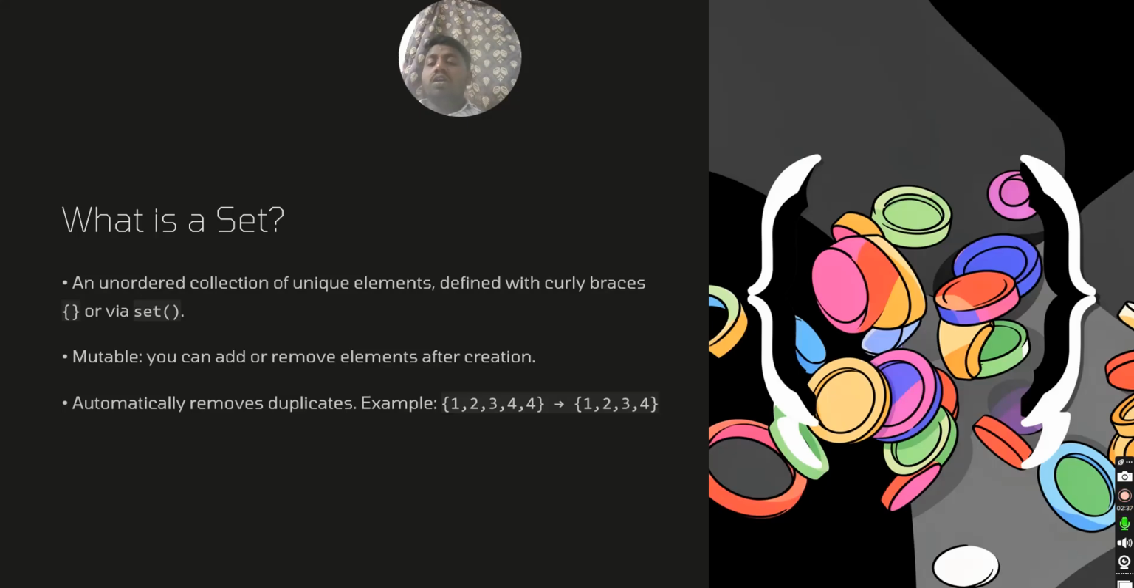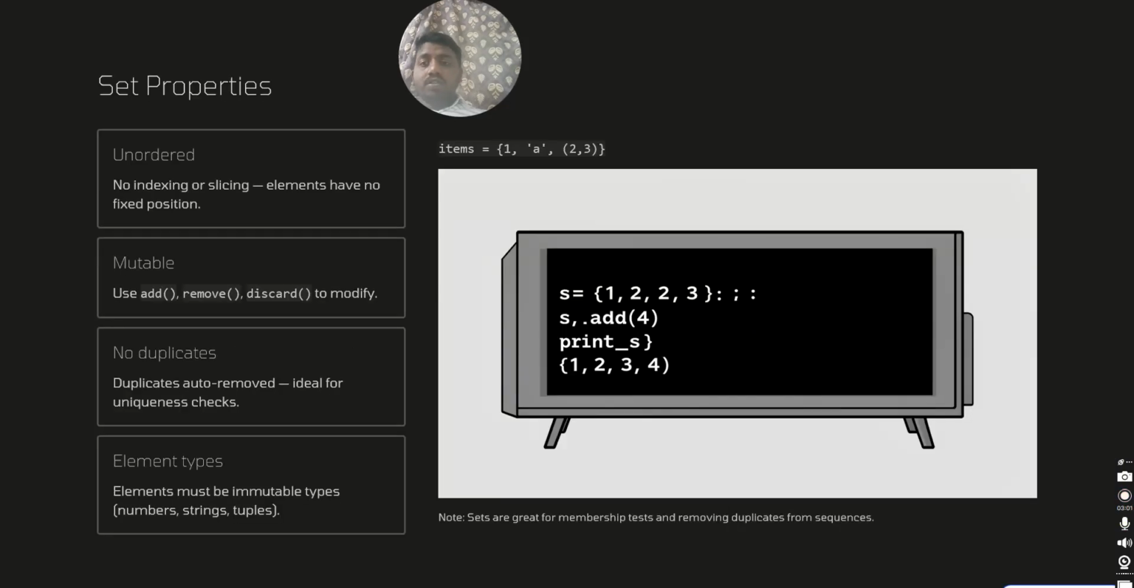A set is created using curly braces with values separated by commas, or by using the set function. As I mentioned, a set is a mutable data type. We can add or remove elements even after creation. It automatically removes duplicates if we give any duplicate values during creation. The set properties include unorderedness, mutability, no duplicates, and element types must be immutable types.